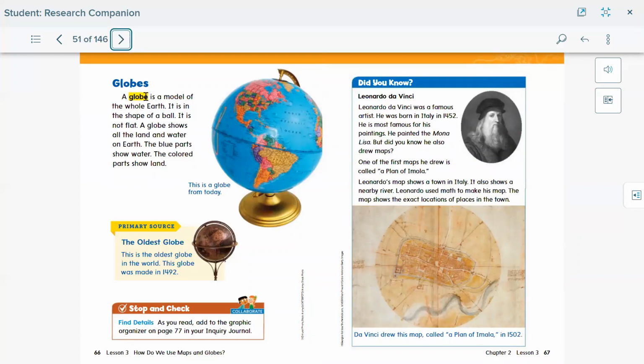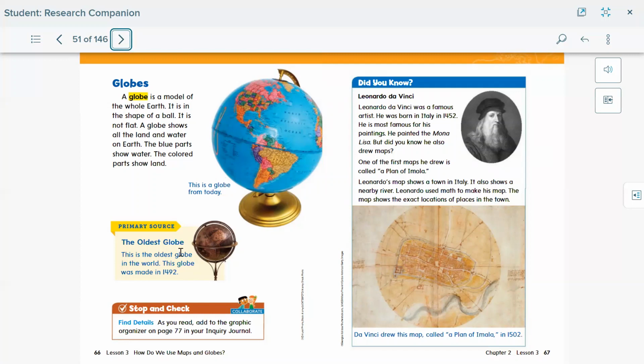Remember, because we need to answer a question: what's the difference and what's alike for the globe and the map. A globe is a model of the whole Earth. It's in the shape of a ball. It's not flat. A globe shows all the land and water on Earth. The blue part shows water. The color part shows land. So this is the globe. All the blue parts mean water, all the oceans we talked about. And all the color, that's the land.